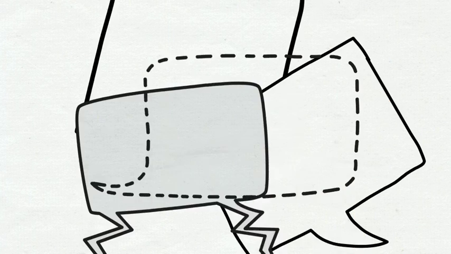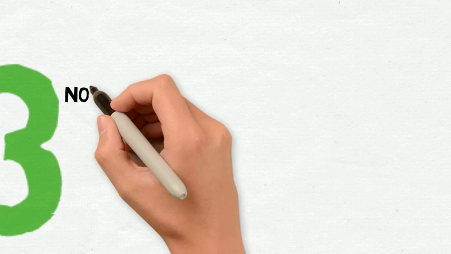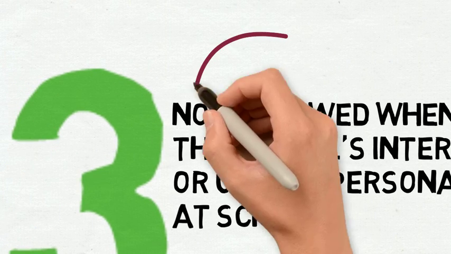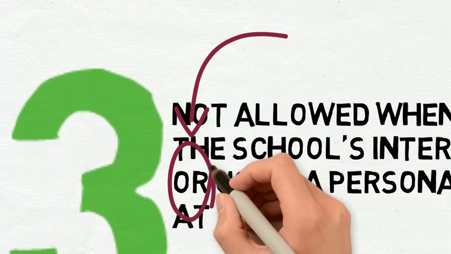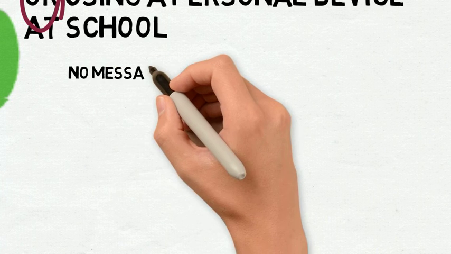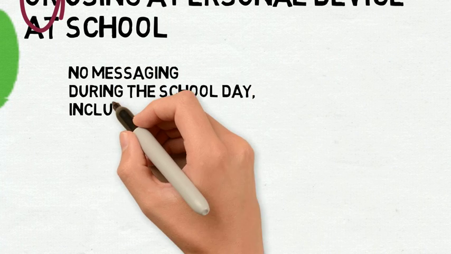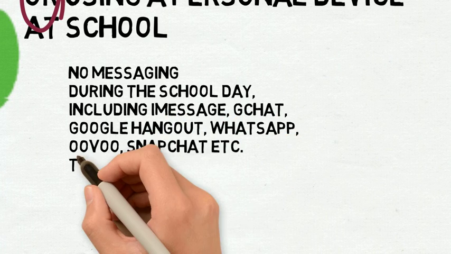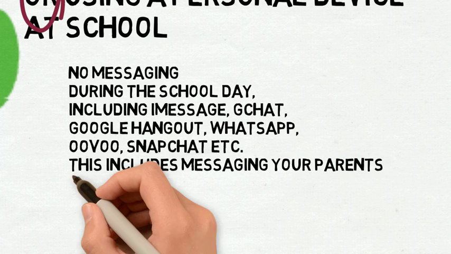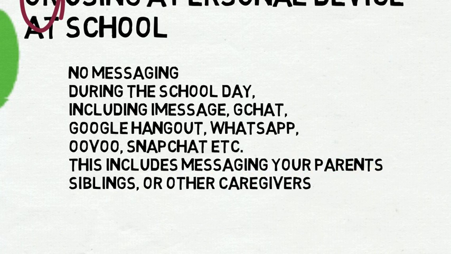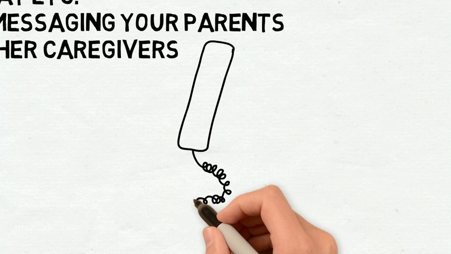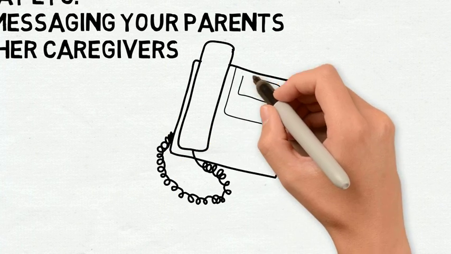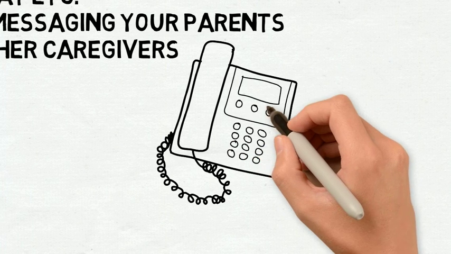This is very important as it helps reduce distractions, but also improves the interactions you have with your friends and peers throughout the day. Third, we should remember what is not allowed when using the school's network or using a personal device such as cell phones, iPods, and iPads. You should not be using messaging services throughout the school day, including iMessage, GChat, Google Hangout, WhatsApp, Snapchat, etc. This includes messaging your parents or siblings or other caregivers. If you need to communicate with them for anything, such as for getting a lacrosse stick for practice, or if you're not feeling well, you need to do this from the phones located at the middle school and upper school offices.